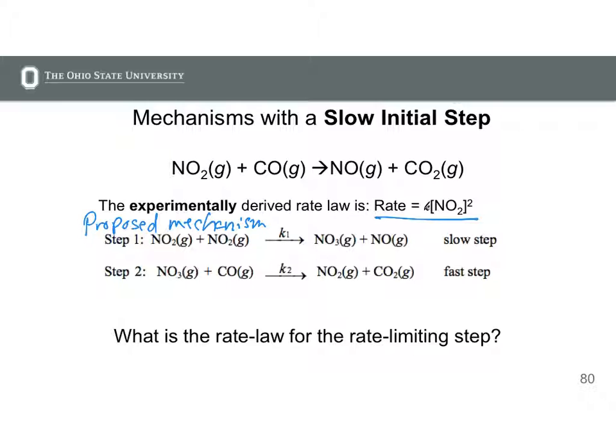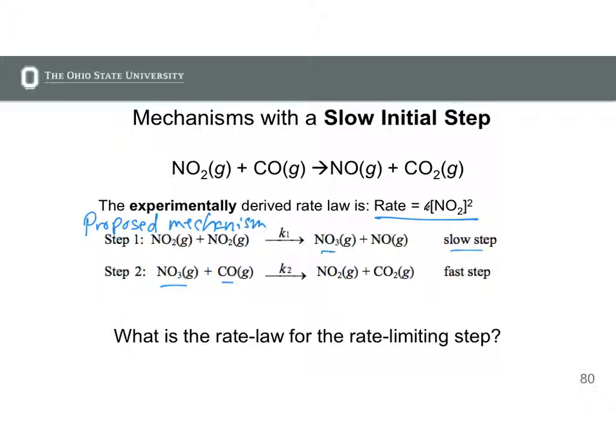Where in the first step we have NO2 plus NO2 forming products, and that's our slow step. And then in step 2 we have our product, NO3, reacting with CO to form NO2 and CO2. And that's a fast step.